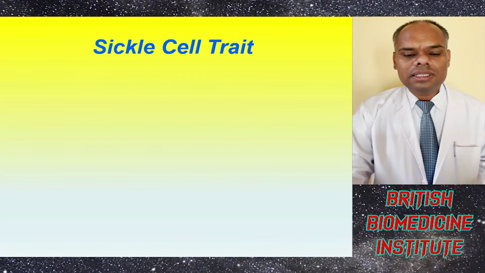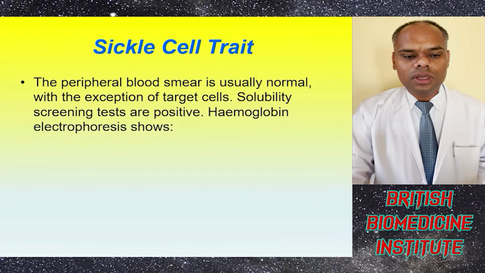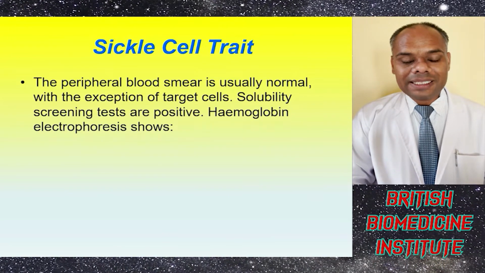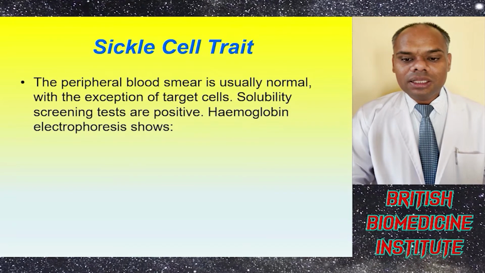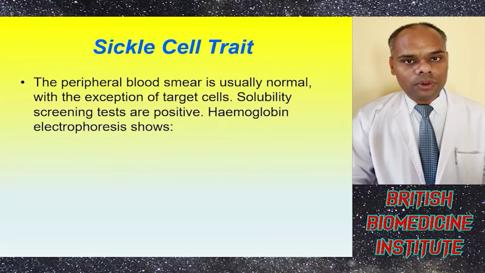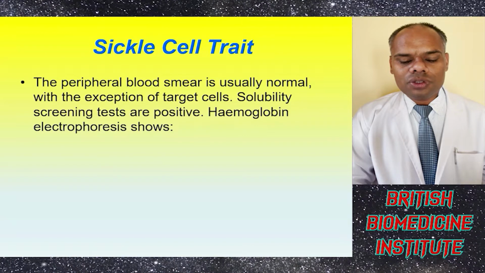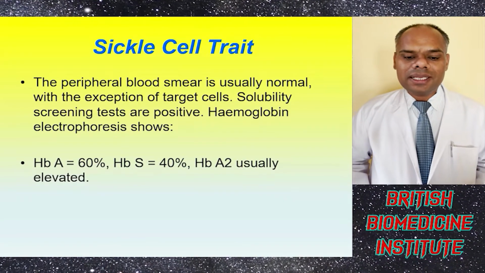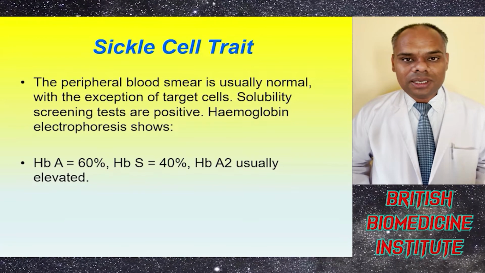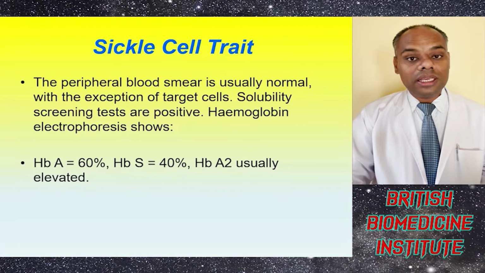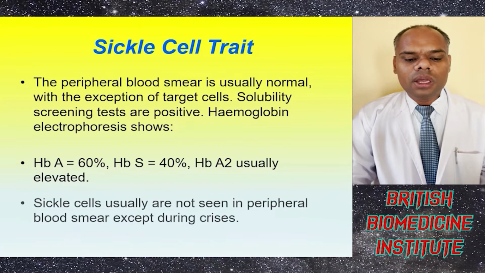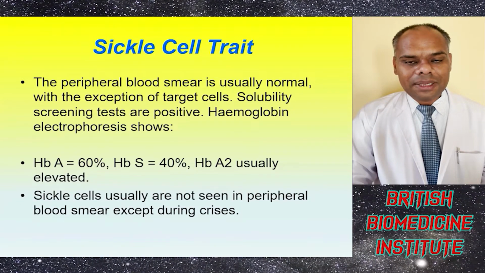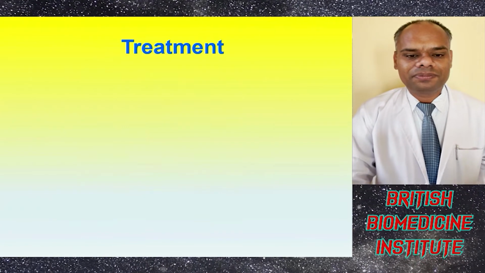So now comes sickle cell trait. A peripheral blood smear is usually normal with the exception of target cells. The solubility screening tests are positive and hemoglobin electrophoresis shows HbA 60%, HbS 40%, and HbA2 usually increased or elevated. The sickle cells usually are not seen in the peripheral blood smear except during crisis.